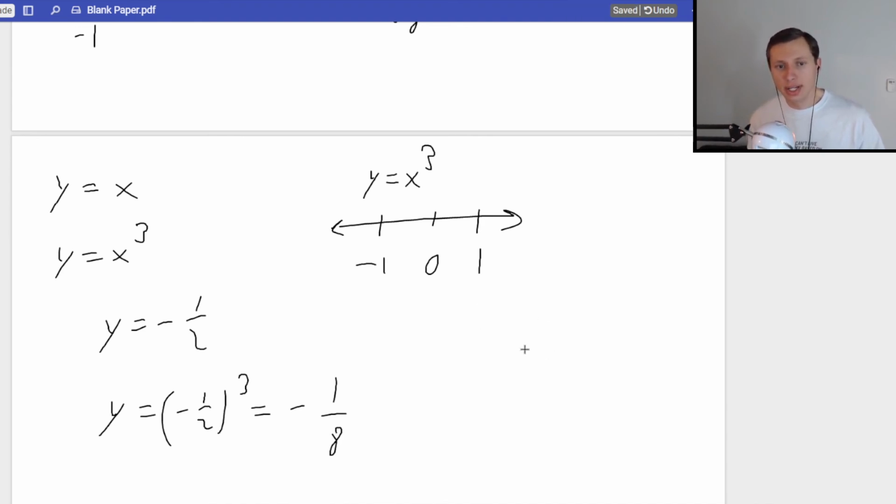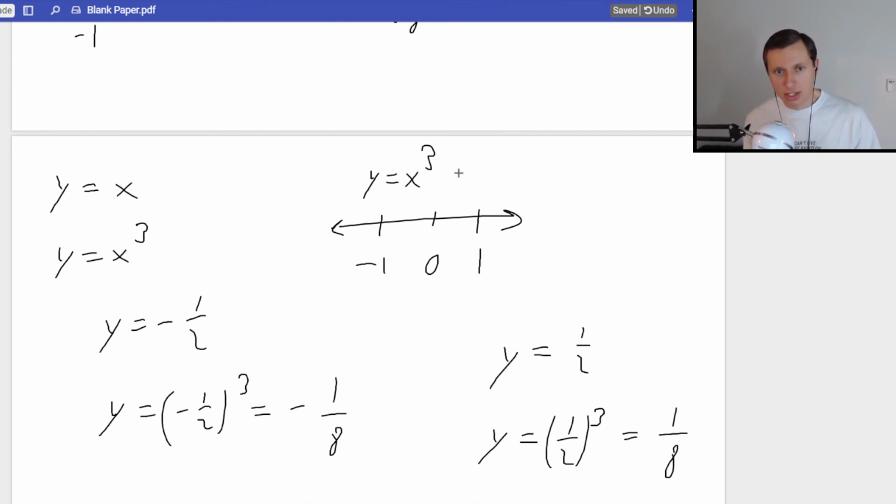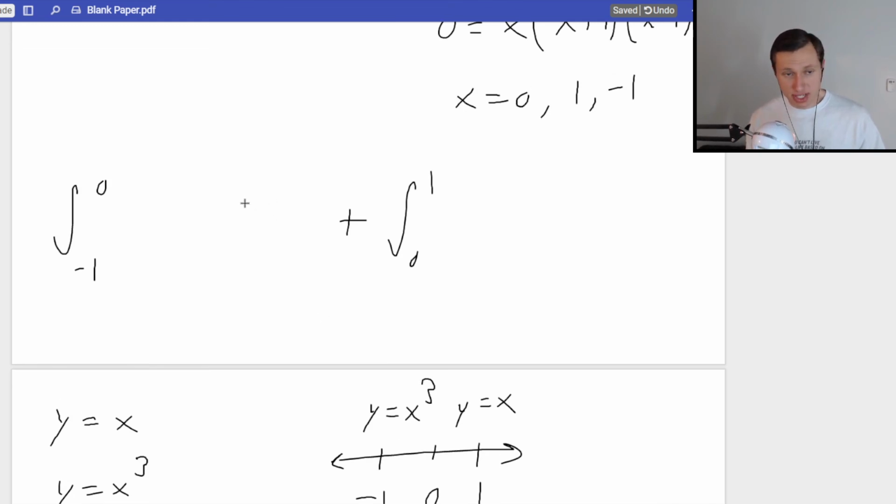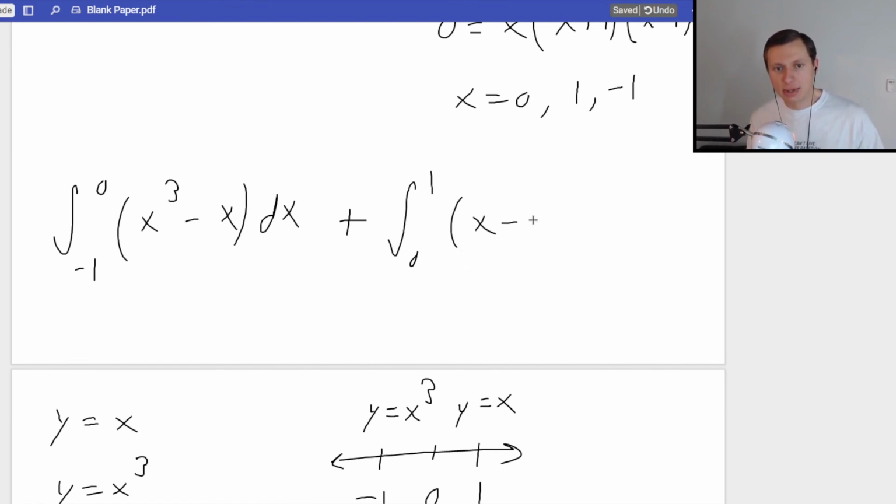Now from 0 to 1, you're going to see it's the opposite. Y equals 1/2 and y equals +1/2 cubed, which is +1/8. Now +1/2 is more positive than 1/8. So y equals x is on top in the region between 0 and 1. So ultimately this comes down to this. Integral from -1 to 0 is going to be the top function, which is x cubed, minus the bottom function, which is x, dx, plus the integral from 0 to 1 of the opposite. Now x is on top minus x cubed on the bottom, dx.